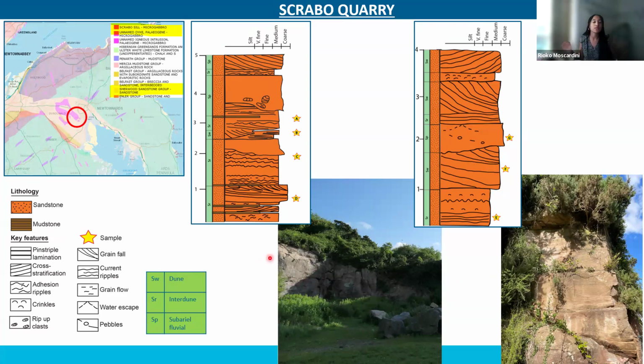Here we recorded evidence of the dune facies, the interdune facies, and we also saw some sections which were related to a fluvial facies. So here where we had the rip-up clasts, and in this section where we had some pebbles and some mudstone escapes. But this is a mixture of the fluvial and aeolian deposits.